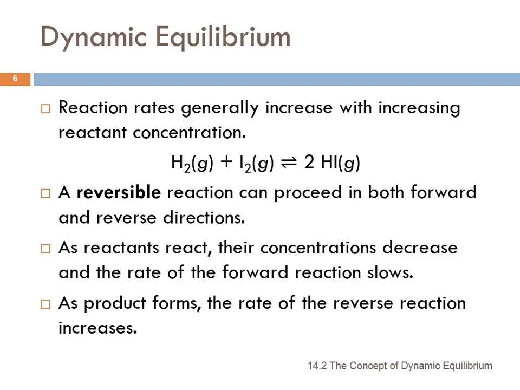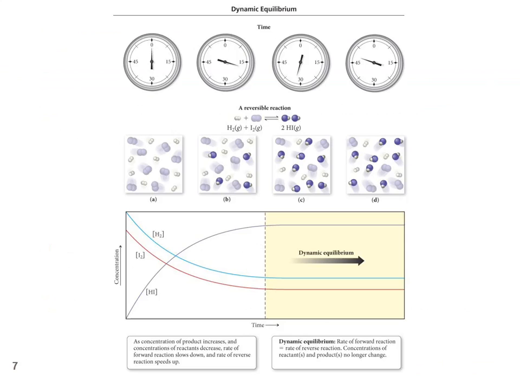Okay? So as the reactants react, their concentrations decrease, and the rate of that forward reaction slows down. As product forms, the rate of the reverse reaction increases. So we got some pictures. I love pictures. So here's time zero. All we have here are reactants.